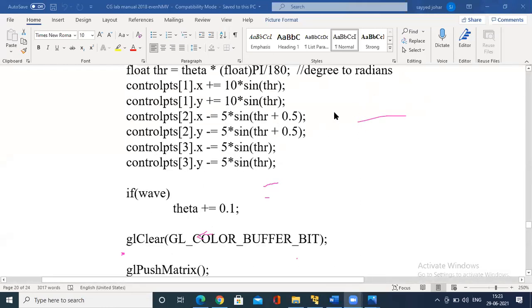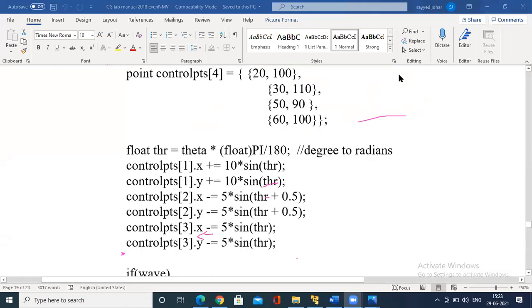In the display function, once again, we have taken 4 control points. I have shown you the 4 control points by drawing the diagram. So these are all the 4 control points: 20, 100, 30, 110, 50, 90, 60, 100. Once again, see these control points.